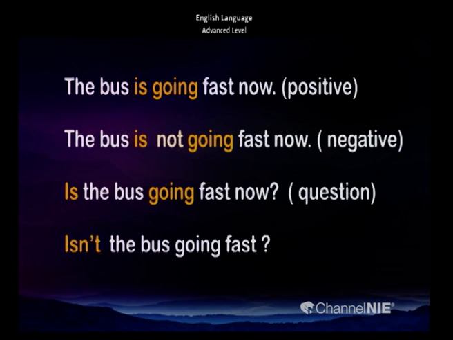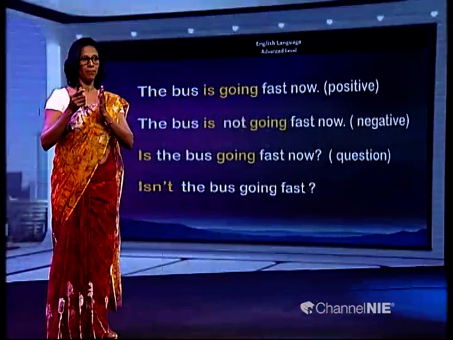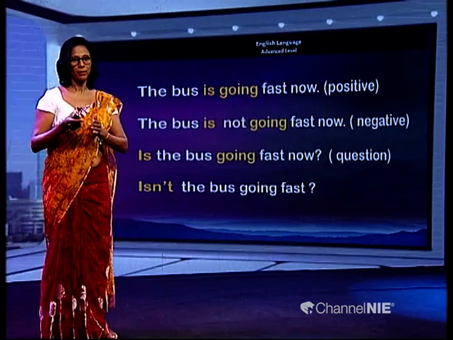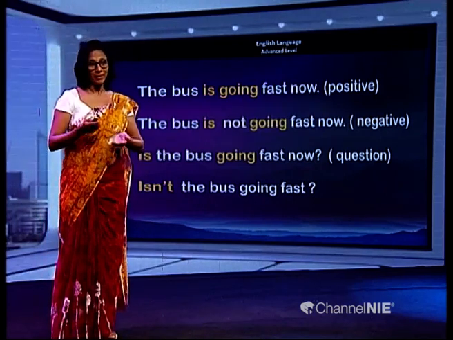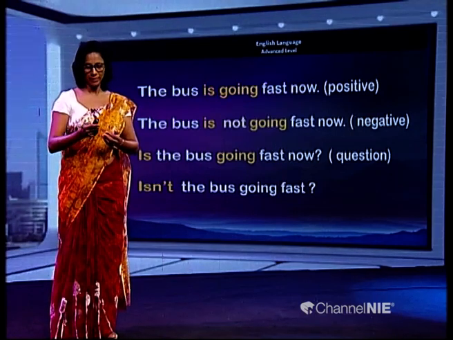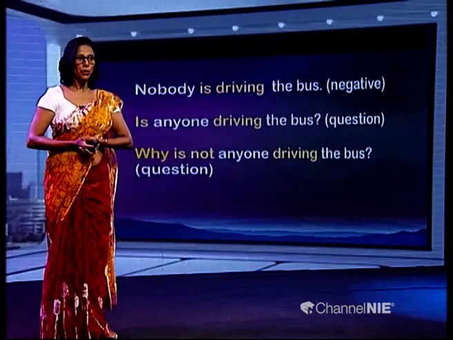You can see there are two parts in the verb, is and going. Remember, is is not giving any meaning without the verb going, and is and going together form the verb of that sentence. So you can take the first part, is, out. Is the bus going fast now? The negative form is not, isn't. Take it first: isn't the bus going fast? This is how you are going to form continuous or progressive form sentences into questions and negative questions, right? So next example. Nobody is driving the bus.